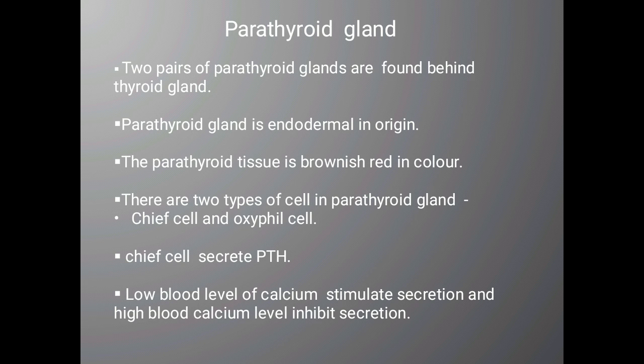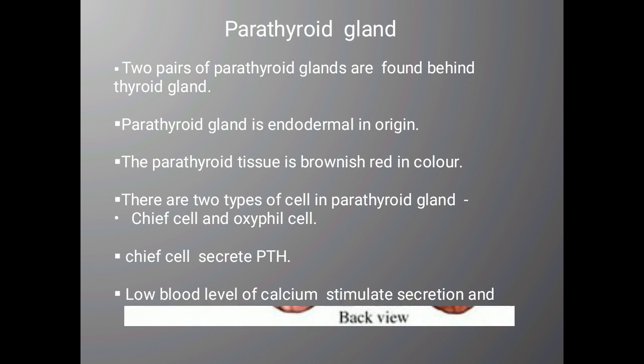Parathyroid gland is endodermal in origin. The parathyroid tissue is brownish red in color. There are two types of cells in parathyroid glands, chief cells and oxyphil cells. The more numerous cells, called chief cells, produce parathyroid hormone, also called parathormone. The function of the other kind of cells, called oxyphil cells, is unclear. Chief cells secrete parathyroid hormone. A low blood level of calcium stimulates the secretion and a high blood calcium level inhibits the secretion.